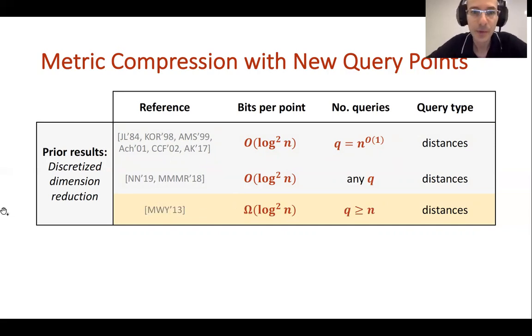But of course, it's not true because this lower bound has assumptions. The most obvious of which is that the number of queries here needs to be at least as large as the number of data points. And I want to argue that the complement setting, when the number of queries is smaller, is at least as interesting, if not more, for two reasons. One, from a conceptual point of view, it is maybe more natural to ask what happens to a single query point before you jump to n query points.